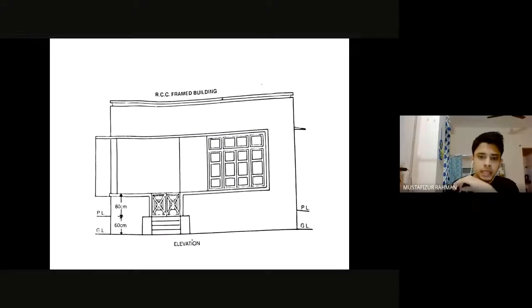Then this is the simple elevation. Okay, this is the ground level. Then from the ground level, this is the plinth level. Then from the plinth level, we have, this is a parapet wall at the front, and there are some gates like this.